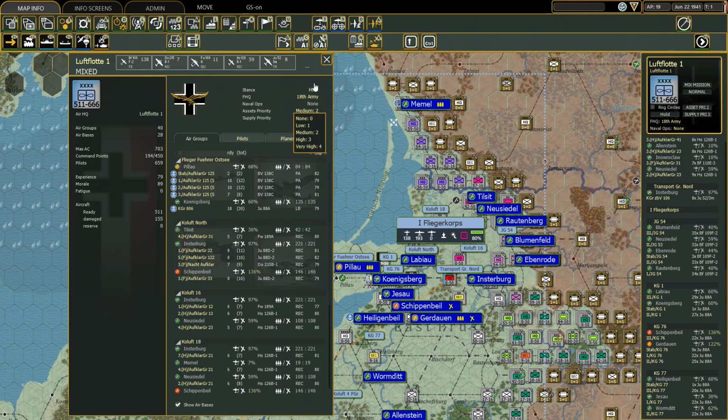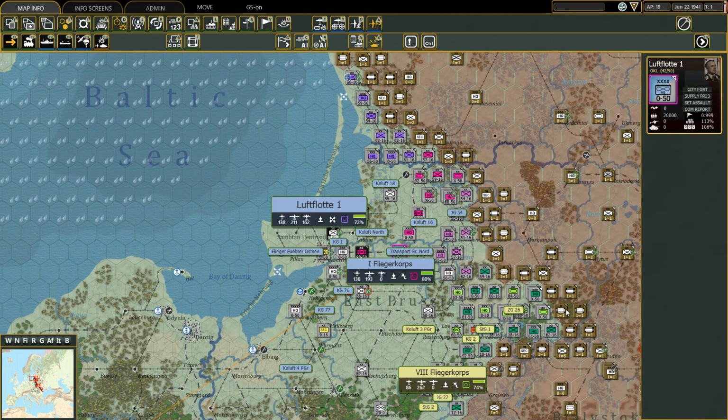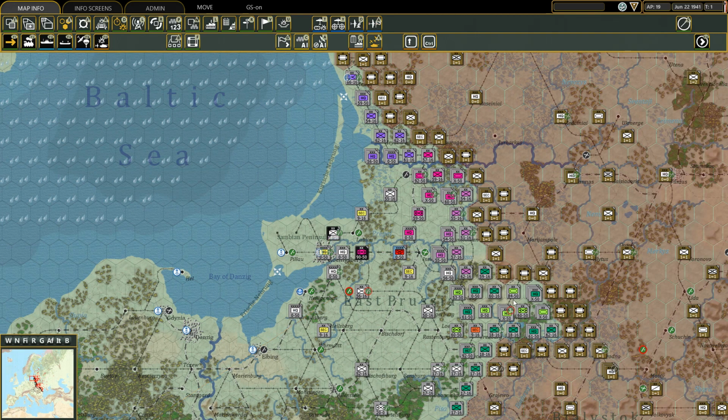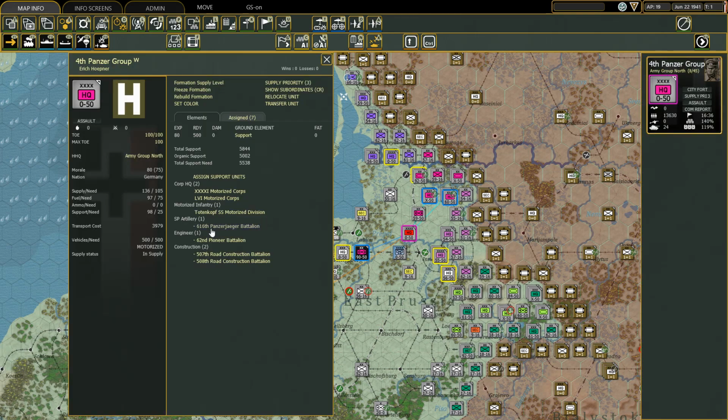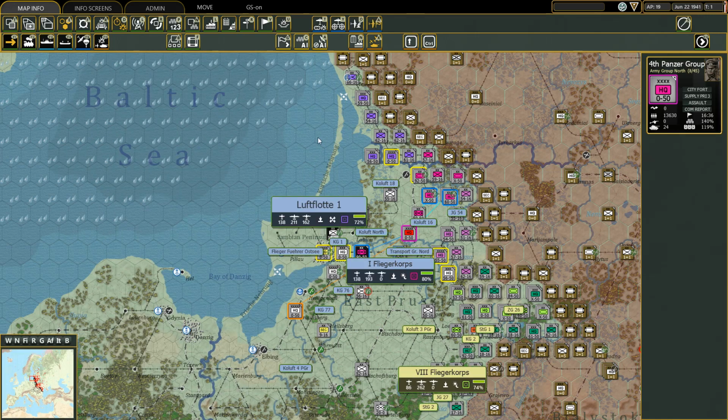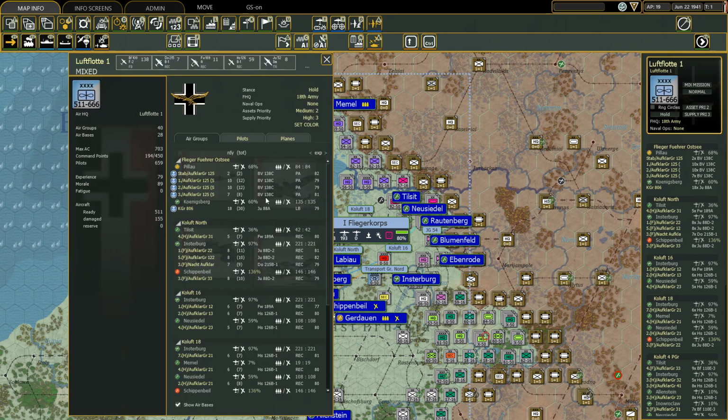Now, air support is the same support that ground units need. That is this one here. It is the same support that ground HQ needs. For air bases, it is called air support, and is listed here.